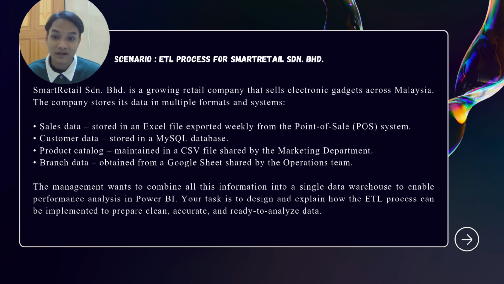Smart Retail Sdn Bhd is a growing retail company that sells electronic gadgets across Malaysia. The company stores its data in multiple formats and systems. Sales data is stored in Excel files exported weekly from the point of sale system. Customer data is stored in a MySQL database. Product catalog is maintained in a CSV file shared by the marketing department. And the last one is branch data obtained from a Google Sheet shared by the operation team.